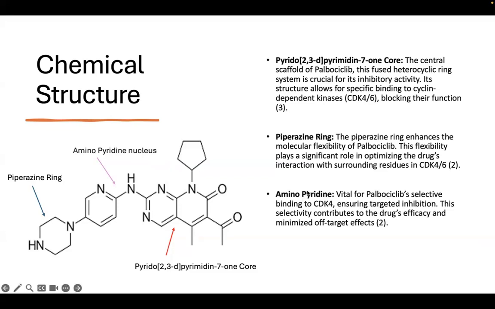Lastly, we have the aminopyridine. It is vital for palbociclib's selective binding to CDK4, ensuring targeted inhibition. This selectivity contributes to the drug's efficacy and minimizes off-target effects. I've outlined those three structures here. And we can see the pyrido-pyrimidinone core over here with the aminopyridine nucleus over here. And also, in the end, really on the tail, is the piperazine ring.